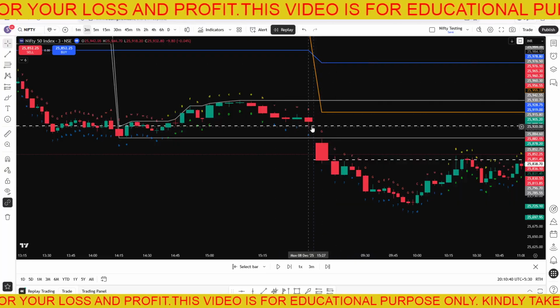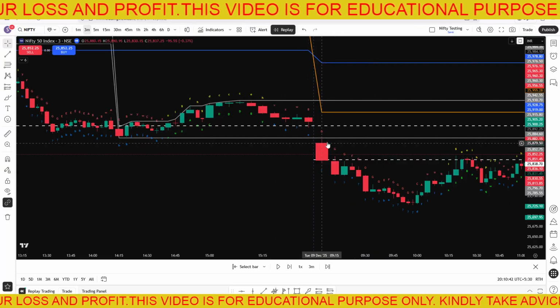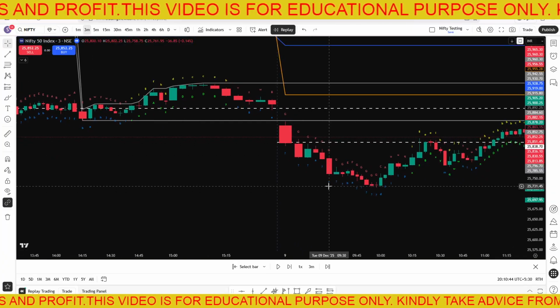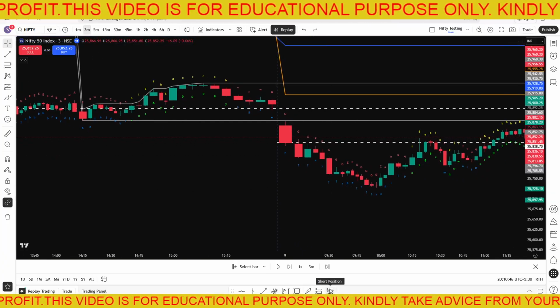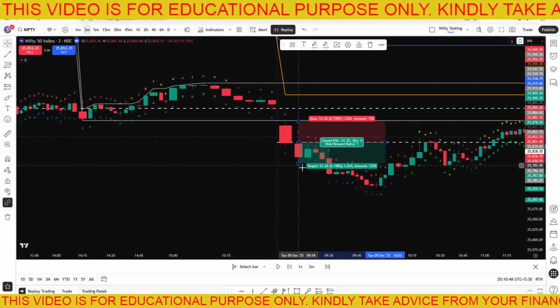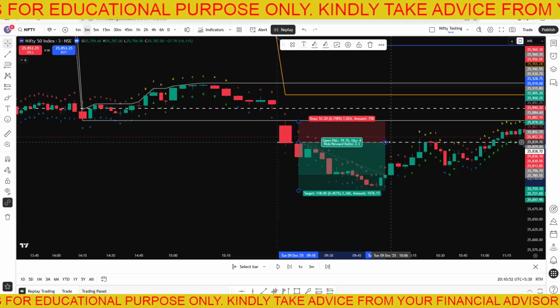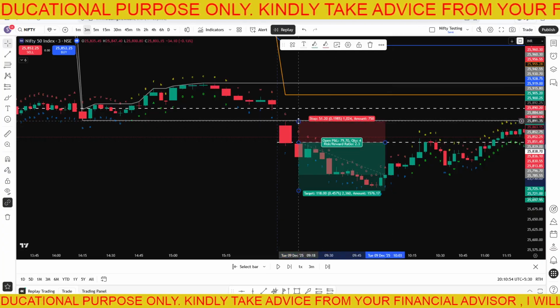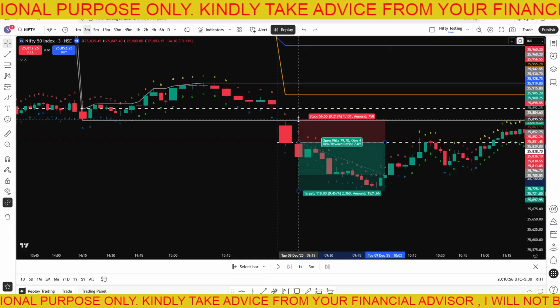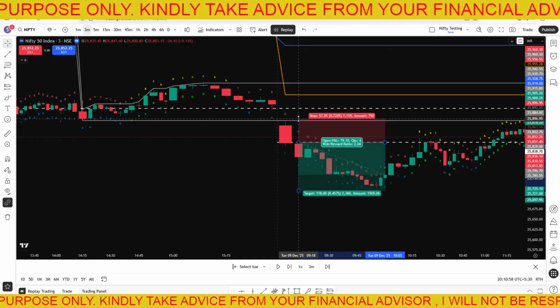Below pivots, below POC, below smart money zone, capital G. There we go. Oh, that was a great move that day. And the stop loss would be above the first candle high with some buffer.